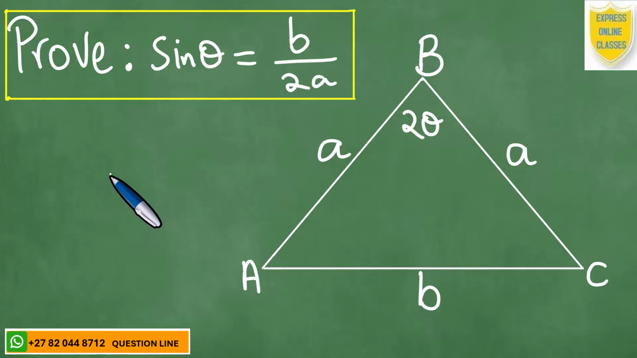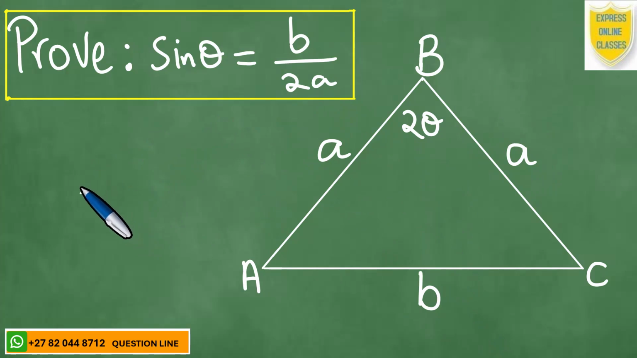In this lesson, we shall prove that the sine of theta equals b divided by 2a. We have been given an isosceles triangle with two adjacent sides equal to each other. The angle B is 2 theta. The length of each of these sides is exactly a units long, and the side opposite the angle 2 theta is exactly b units long.